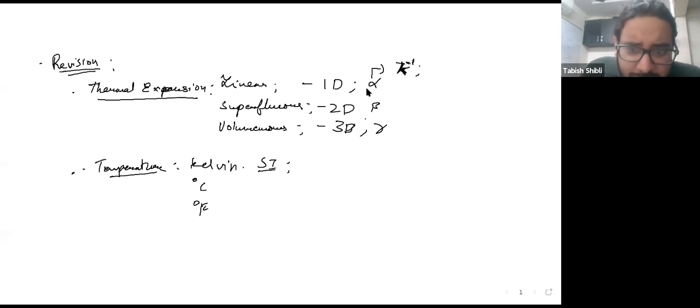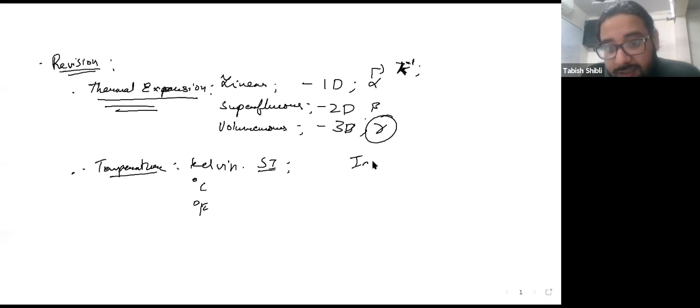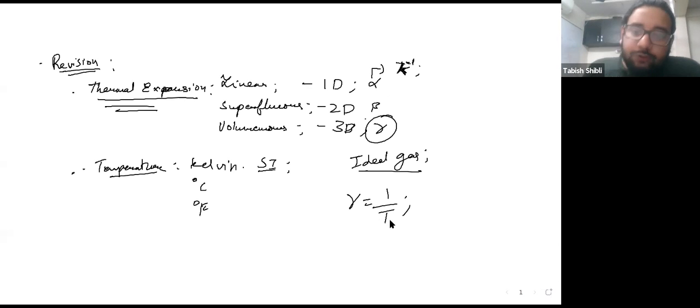And we essentially also calculated the thermal expansion coefficient for an ideal gas, right? And what did we find out? We found out that gamma is equal to 1 by T, right? So to get a feeling of this number, let's just think about an ideal gas at room temperature, which is 273 Kelvin. So what is the gamma? Can all of you just quickly do this and tell me what gamma an ideal gas has? Approximate number. I don't need exactly.